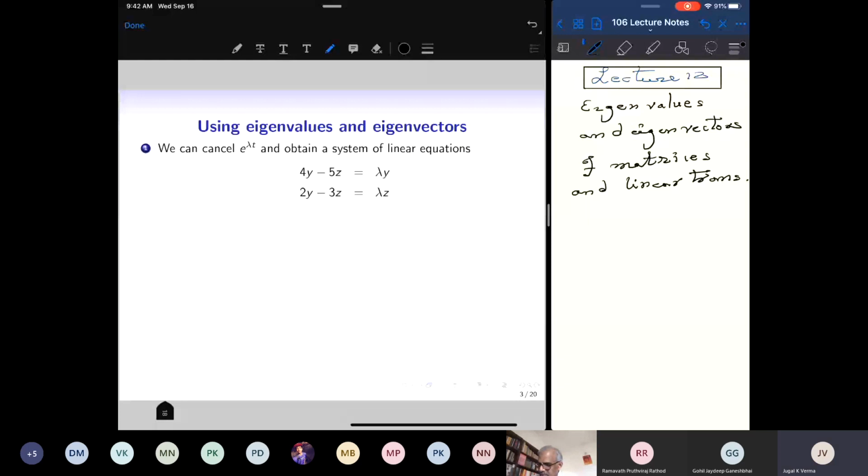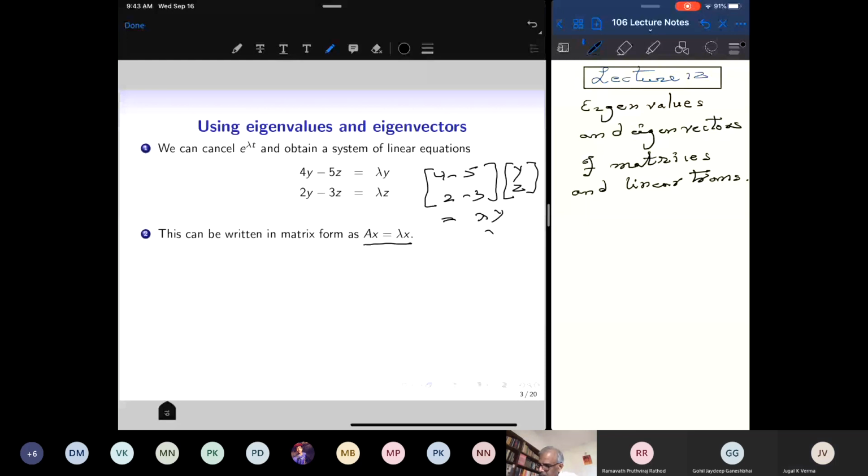For lambda also we have to determine, right? But think of this as, for a given lambda, the unknown quantities are y and z. These two simultaneous linear equations can be solved, the coefficient matrix being invertible, so there is a unique solution in terms of y and z. But this can be written as Ax equal to lambda x. Remember, A is 4, -5, 2, -3, x is the vector yz, and the right hand side is lambda y, lambda z. So I have this matrix equation: A times the vector x is equal to lambda times x.